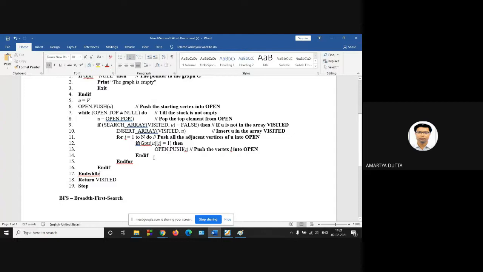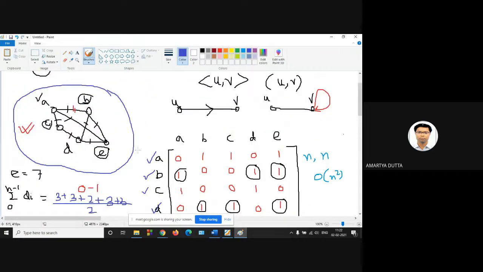Now we have to find out the breadth first search of this given graph. Can you find out the breadth first search? Anyone? What is the order? Any idea? No, sir.